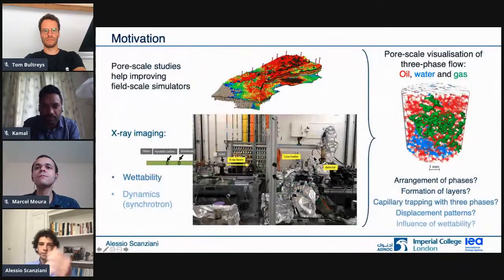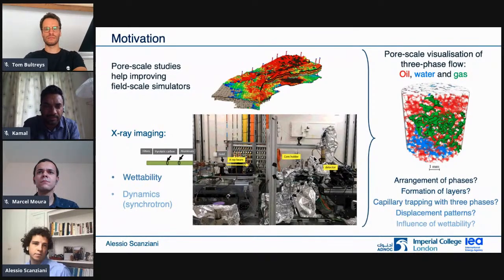So when I started my PhD, I asked my supervisor, Martin Blunt, to work on three-phase flow in porous media, because when we try to combine enhanced recovery and carbon capture and storage, we end up with the simultaneous flow of three phases: oil, water, and gas inside the pore space. Pore-scale studies have proven to be quite helpful, because they can improve the predictivity of field-scale simulations, which in the end are the ones that reservoir engineers use to optimize enhanced recovery and carbon capture and storage.